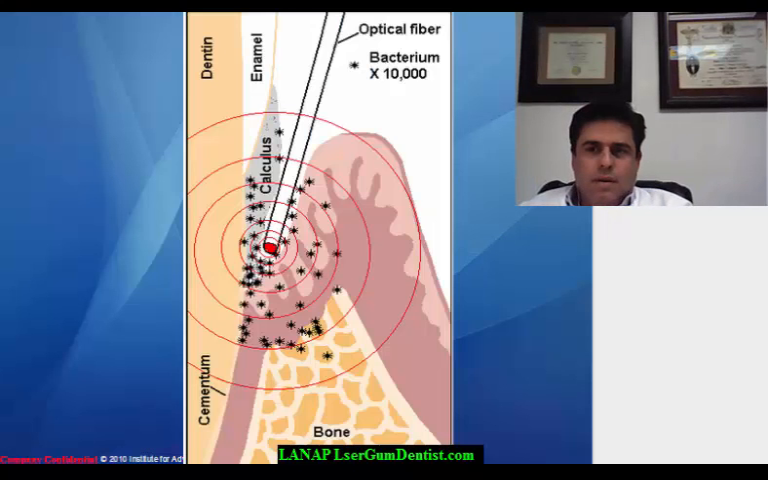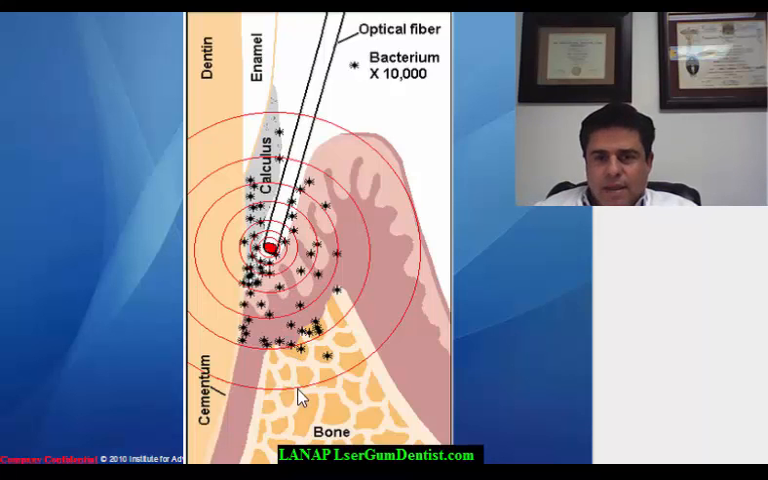So some of you ask, how does it work? Well, it's an Nd:YAG laser, and it goes into the pocket, and these little black things represent the bugs that are down there. And it goes to depth. It goes beyond where the tip is. We don't have to touch the tissue. We can go 4 or 5 millimeters beyond into the bone, into the epithelium.